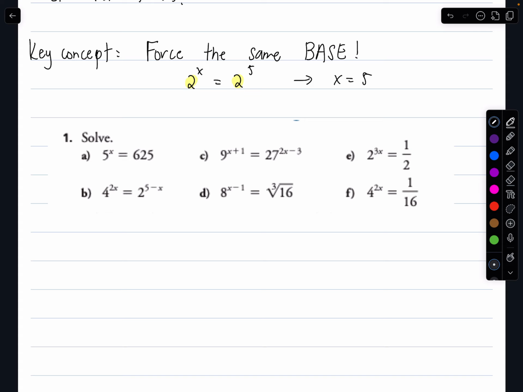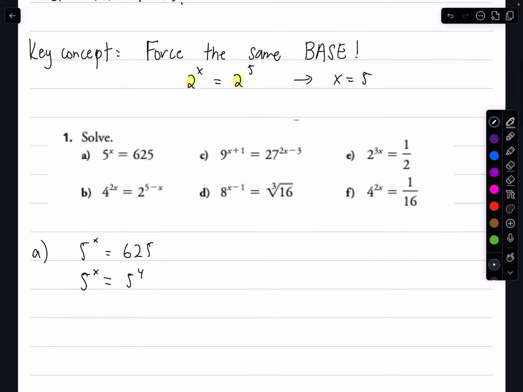So let's look at 1A, for example. And you might want your calculator with you. Over here you have 5 to the x is equal to 625. Now I want to make 625 the same base as 5. So in my calculator, I can say 5 to the x is equal to 5 to the 4, because 5 to the 4 is 625, then I can just simply say x equals 4. And there you have it. You got the answer. So this one was pretty easy.